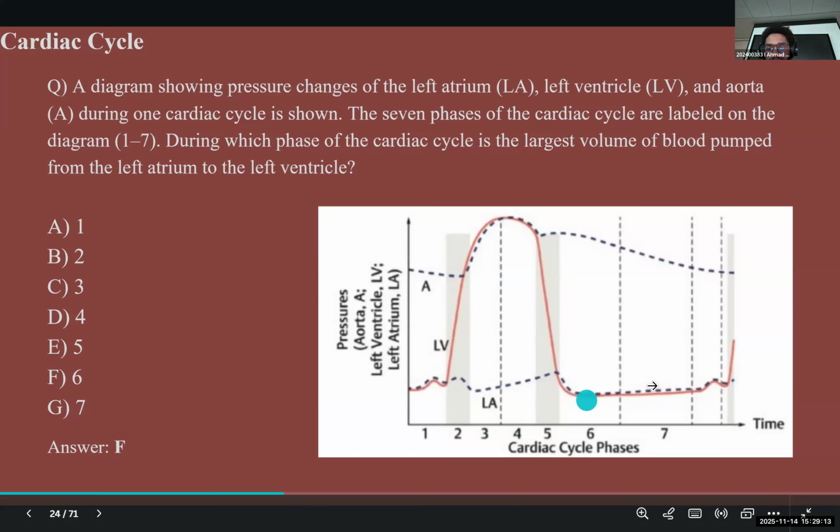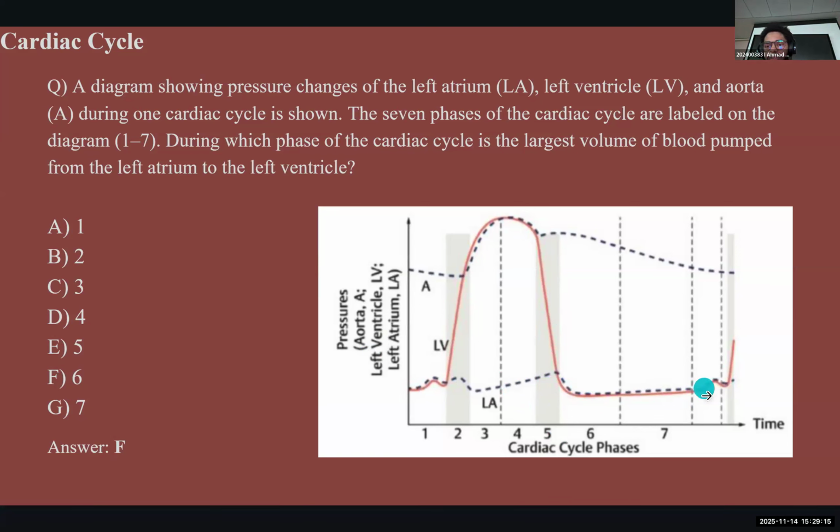In phase 1, as you can see, it's basically the same as this point after phase 7. And it's basically when the atria is contracting. We have atrial systole to push the remaining blood. That's why the answer wouldn't be A. That's basically the remaining 20% of the blood that's being pushed in. Okay.